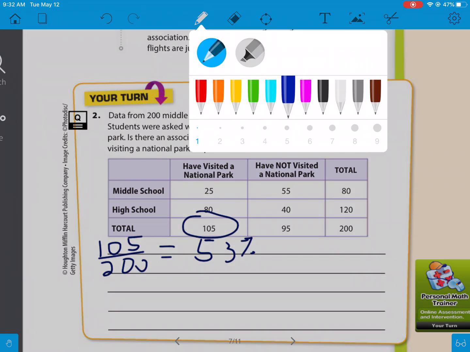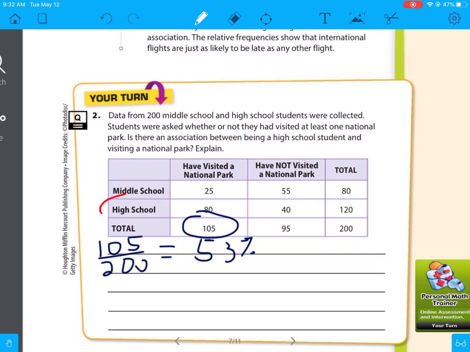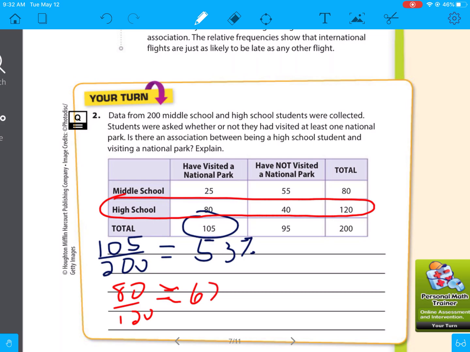Now, the next one we're going to take a look at is high school students. So we're only going to look at the high school students. And there's 120 that were surveyed. And it says 80 have visited a national park. So 80 out of 120 is about 67%. So would there be an association? I would say yes, because it's more than 5 or 10% higher. So there is an association with being a high school student and visiting a national park. Probably because they have a car or have more freedom from their parents and they can go visit parks.